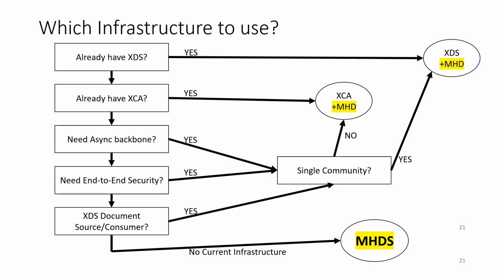If you need end-to-end security, meaning the document source secured all the way to the document consumer, the infrastructure cannot see the document content. If you have end-to-end security needs, then you need to look to XDS or XCA. And lastly, if you have document sources or document consumers that are XDS based, you kind of need to stick with XDS and XCA. And again, if you're sticking with those, absolutely recommend you add MHD as an API to those environments. So it's only if you have no current infrastructure that you should look to the MHDS.